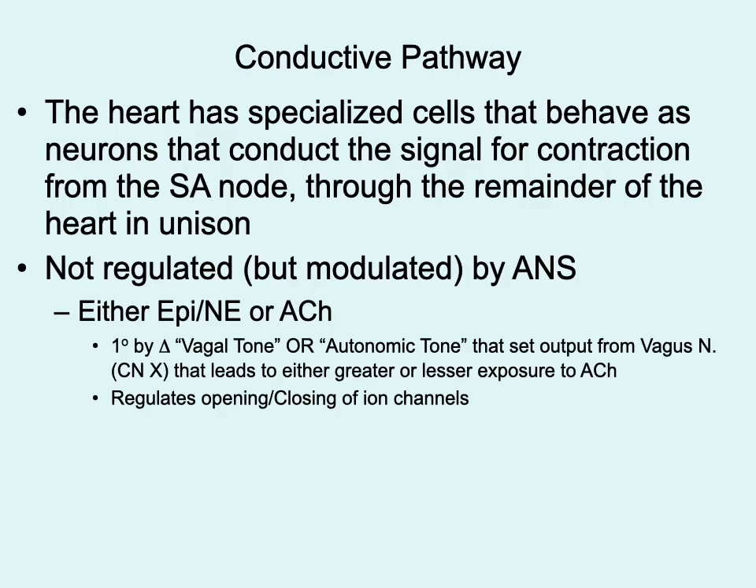Now, we can modulate the rate at which the conductive pathway functions by changing autonomic tone, by increasing the vagus nerve input to increase acetylcholine, which slows down the rate of depolarization, or by having sympathetic tone, increasing the exposure of epinephrine and norepinephrine to increase the rate of depolarization, based off of whether or not we're opening and closing ion channels. And once again, we'll get more into this when we talk about the physiology of the heart.